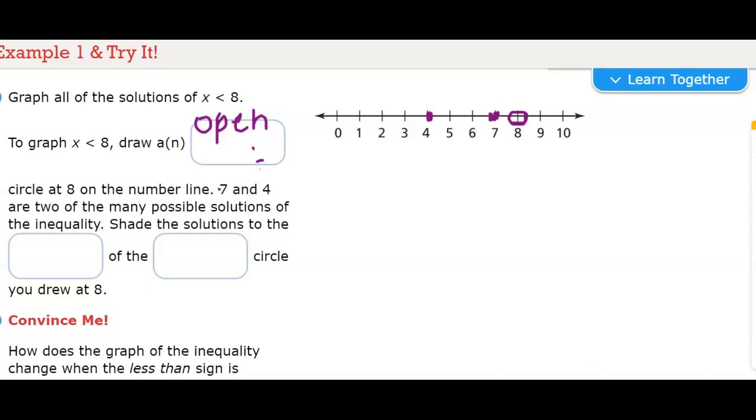And so we have to shade in the solutions to the left of the open circle you drew at 8. And that's it.